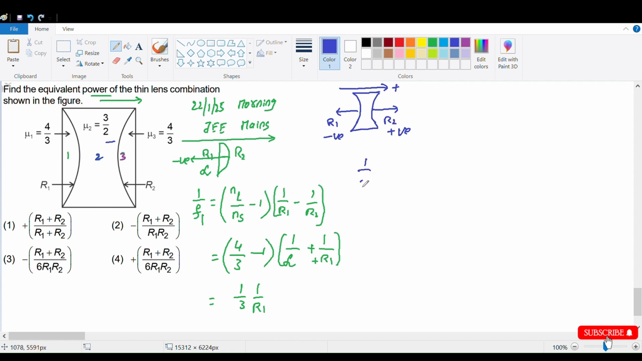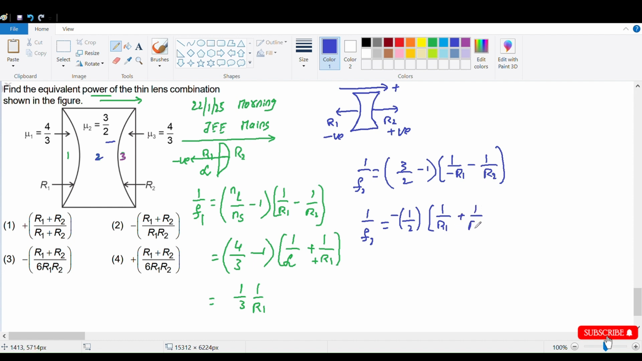Same formula, 1 by f2 is equal to, apply, n of lens 3 by 2 minus 1, into 1 by R1 minus 1 by R2, positive it is. So overall I get 1 by f2 is equal to 3 minus 2, 1 by 2, into 1 by minus R1 plus 1 by R2, you can take common. So keep it as it is.